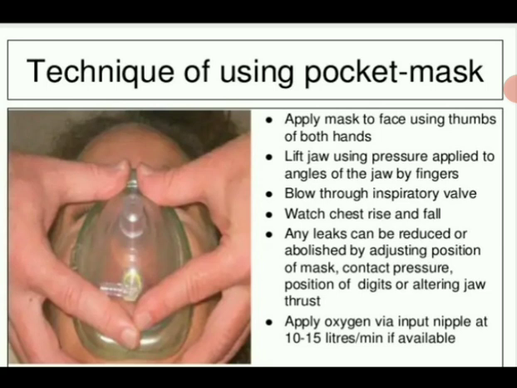Apply the face mask to the face using thumbs of both hands and lift the jaw using pressure applied to the angles of the jaw by fingers, and blow through the inspiratory valve. Watch the chest rise and fall. Any leaks can be reduced or abolished by adjusting the position of the mask, contact pressure, position of digits or altering jaw thrust.